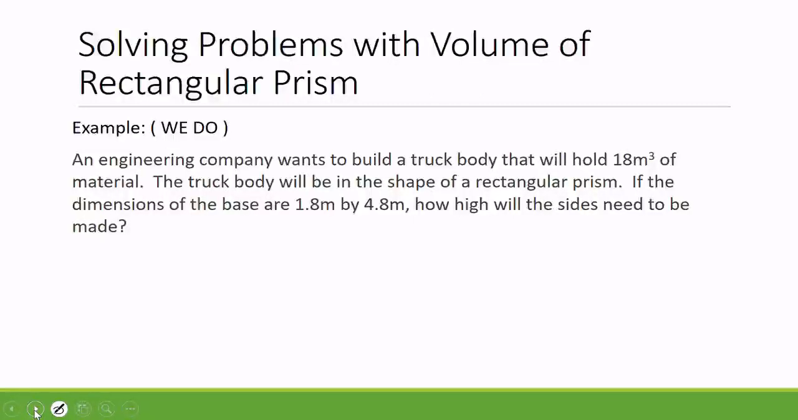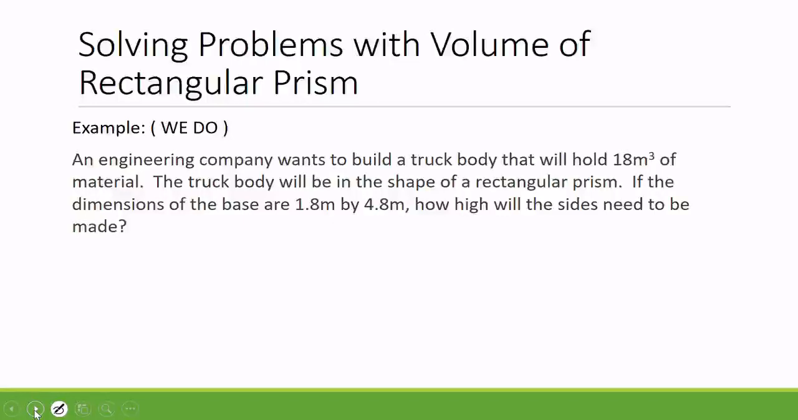So the question says an engineering company wants to build a truck body that will hold 18 cubic meters of material. The truck body will be in the shape of a rectangular prism. If the dimensions of the base are 1.8 meters by 4.8 meters, how high will the sides need to be made? And if need be, you can reread that again. Pause the video and read it again if you wish.